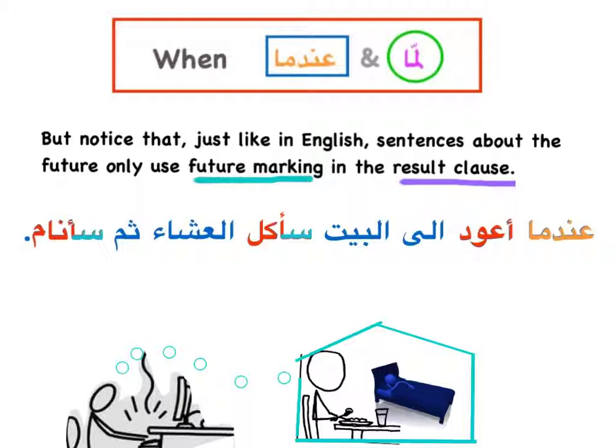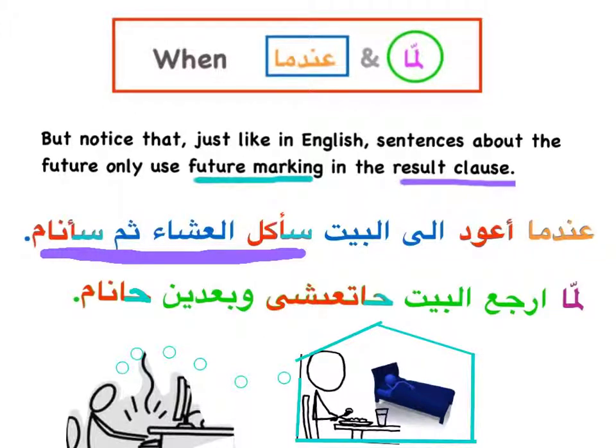So the first clause has the present tense أعود, عندما أعود, and then you have سآكل ثم سأنام. As you know, سين is the marking of the future in Arabic, سين plus present tense verb آكل, أنام. سآكل العشاء ثم سأنام is the result clause in Arabic, and the future marking are سين and سين.